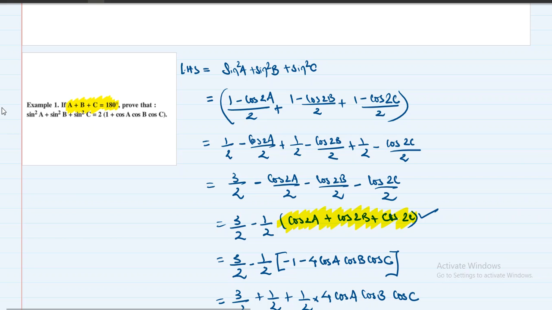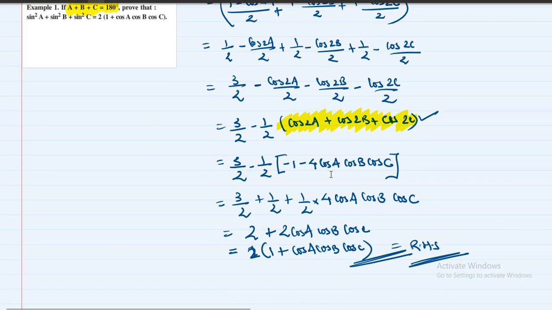Then we split this denominator. See, 1/2, 1/2, 1/2, minus cos 2a/2, minus cos 2b/2, and minus cos 2c/2. So we have three 1/2s. It becomes 3/2. And we get minus cos 2a/2, minus cos 2b/2, and minus cos 2c/2 separate. Then we take out minus 1/2, and we get cos 2a plus cos 2b plus cos 2c inside the bracket, and we just derived its value, if you remember.